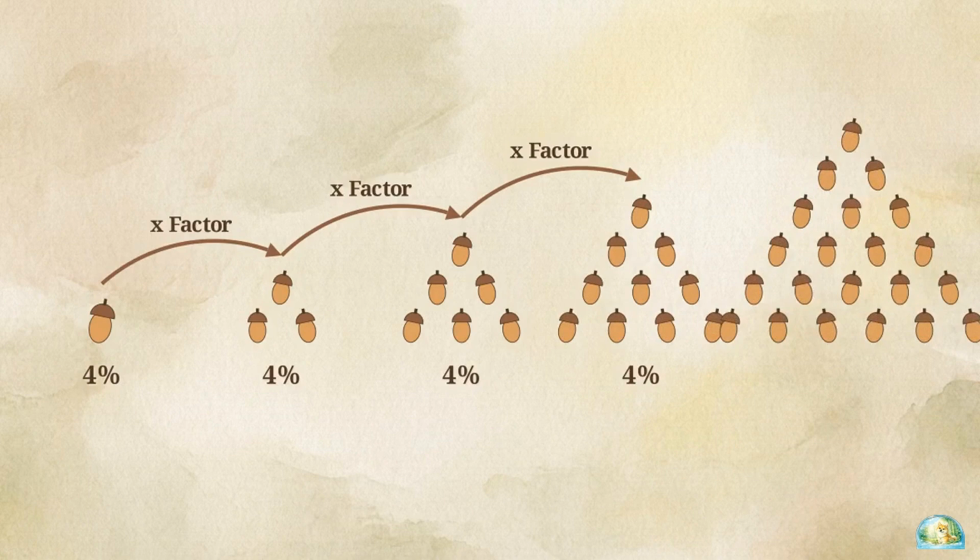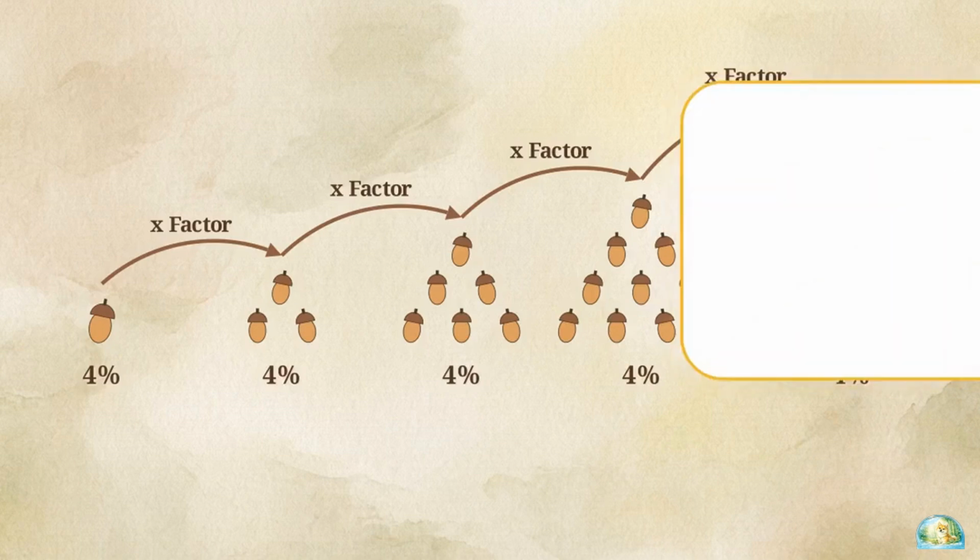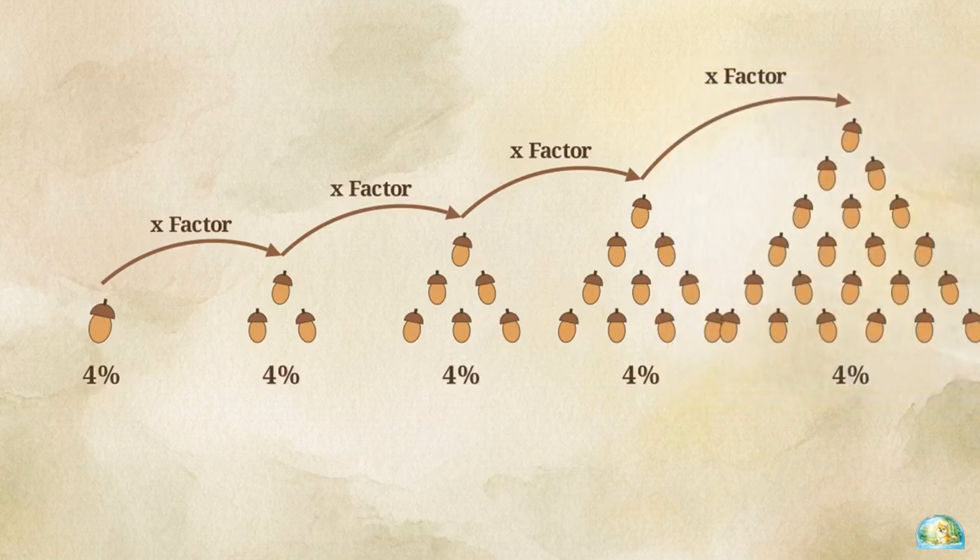Whenever growth relies on a percentage of the existing total, rather than a fixed number of added items, it operates as a multiplicative compounding process.